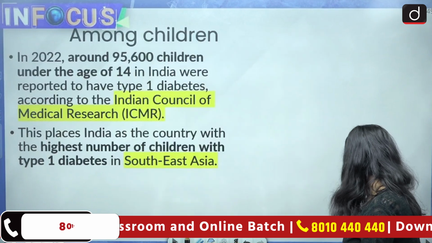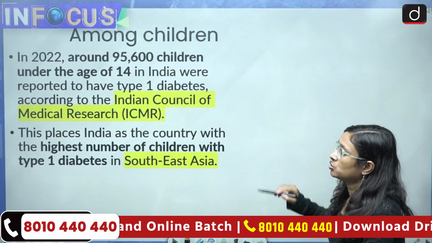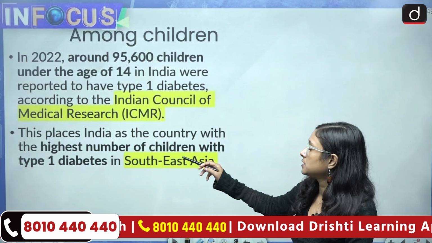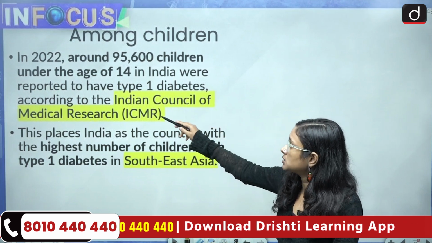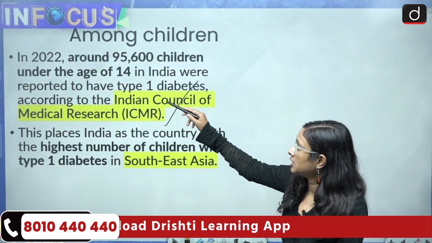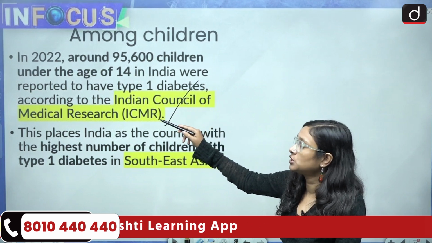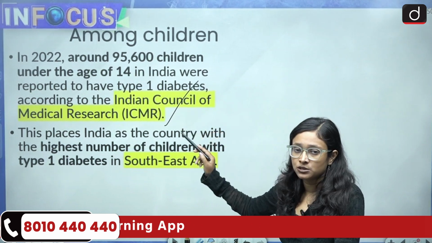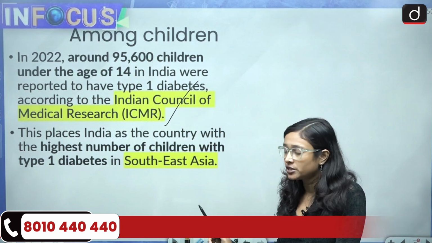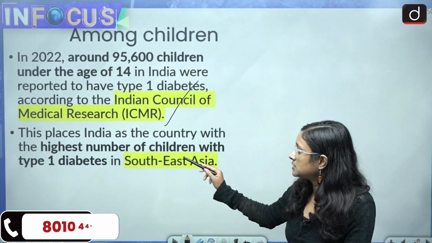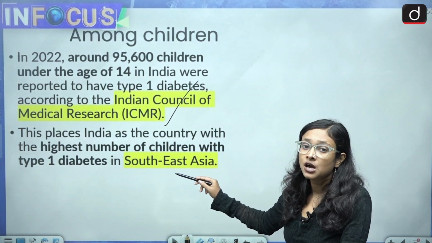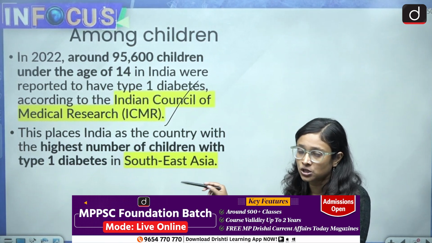Now we'll come to the data among children. If we see the data of 2022, released by the Indian Council of Medical Research, around 95,600 children under the age of 14 in India were reported to have type 1 diabetes. We already discussed that type 1 diabetes is more common among children, and this places India as having the highest number of children with type 1 diabetes among the Southeast Asian nations.